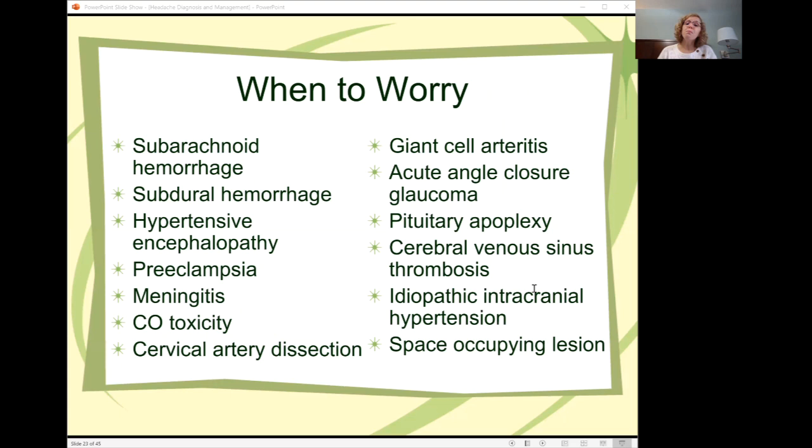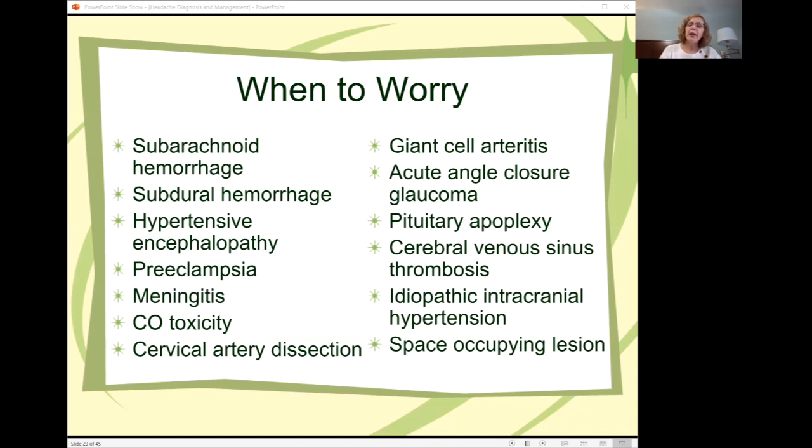So those are our most worrisome headaches. Now that we're familiar with the various causes of headaches, we want to have a plan to reliably identify and differentiate the headache types. There are quite a few conditions that can cause secondary headaches, but many of the causes can be ruled out with a few simple questions.